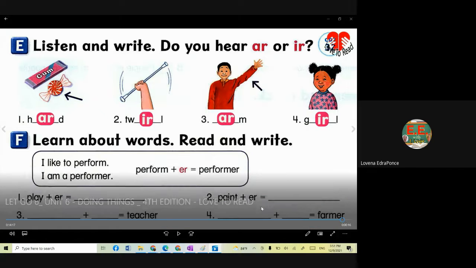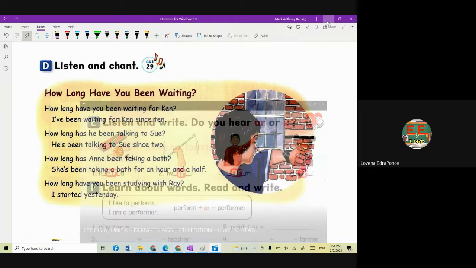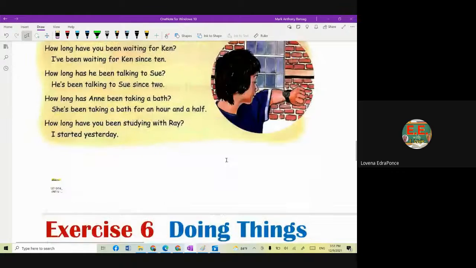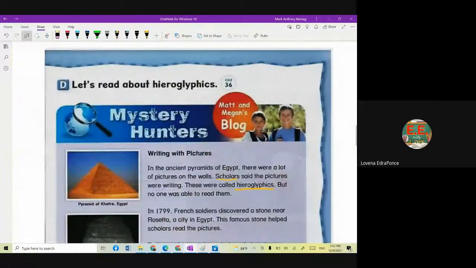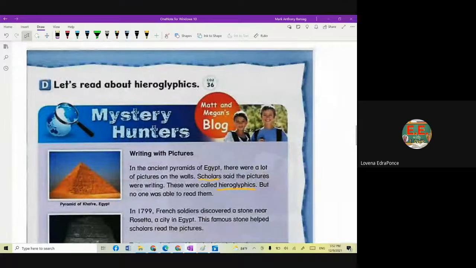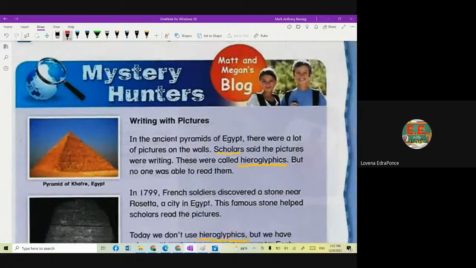All right, and let's move to our Mystery Hunters on page 57. Okay, this is on page 57. Let's listen to this one. Page 57. D. Let's read about hieroglyphics.